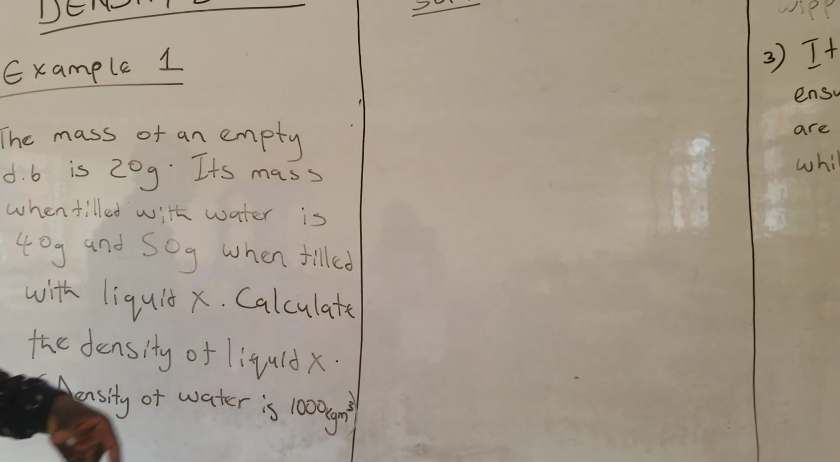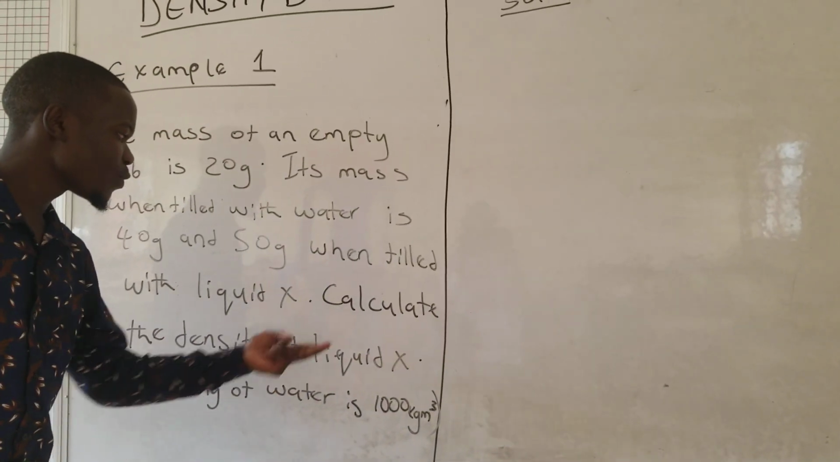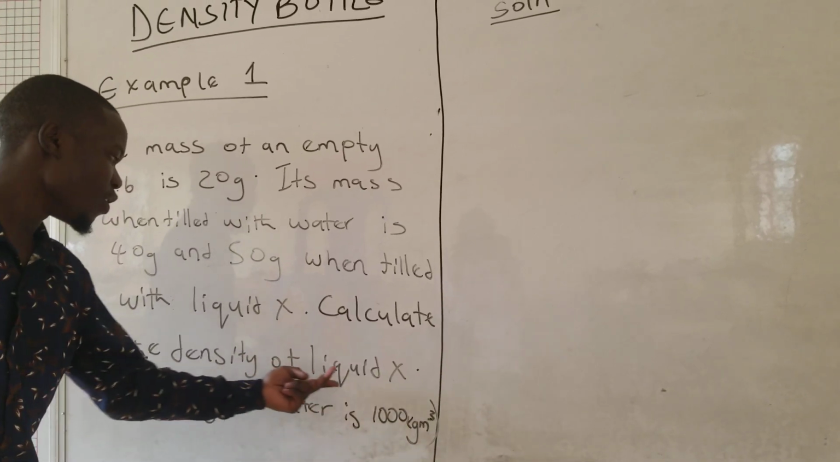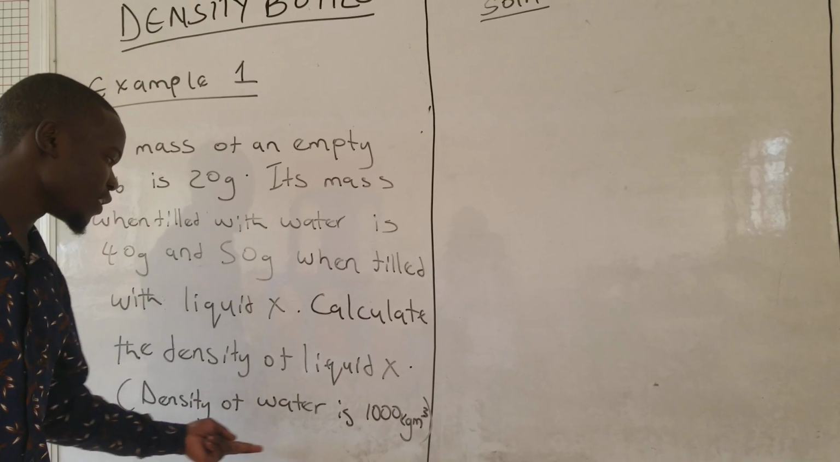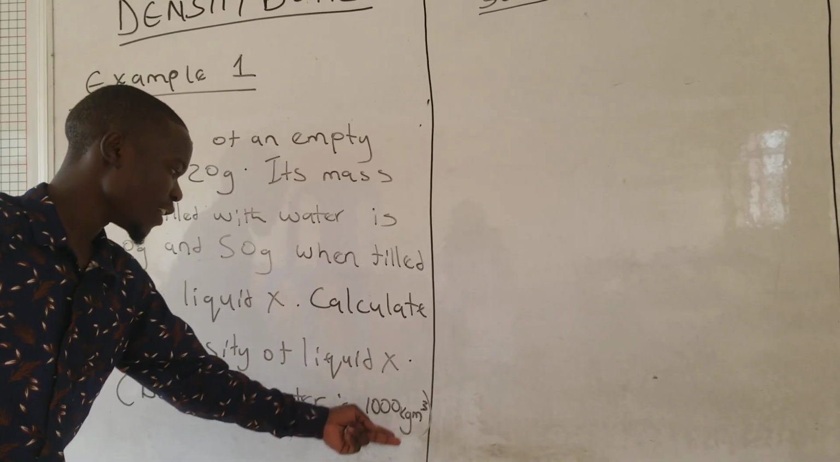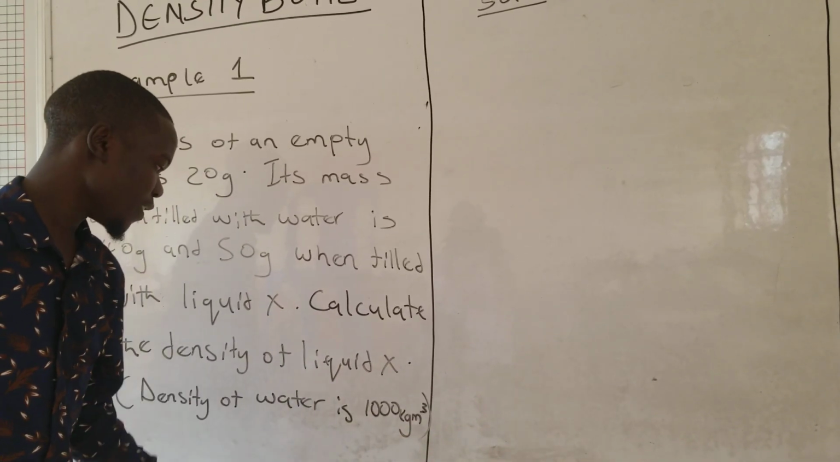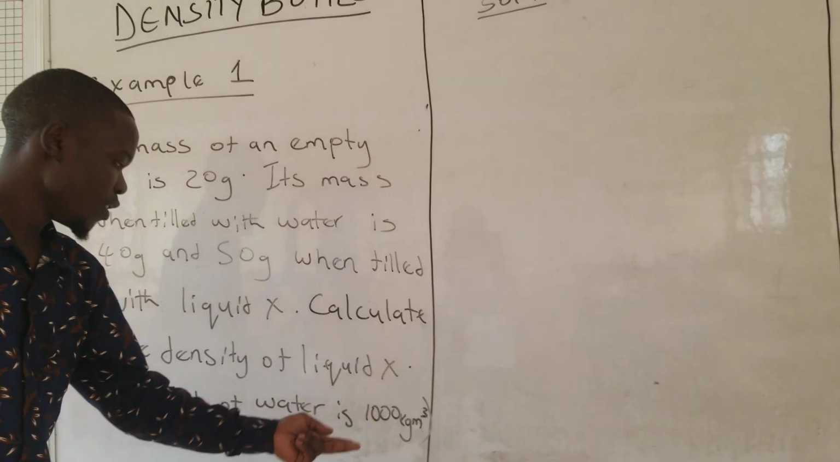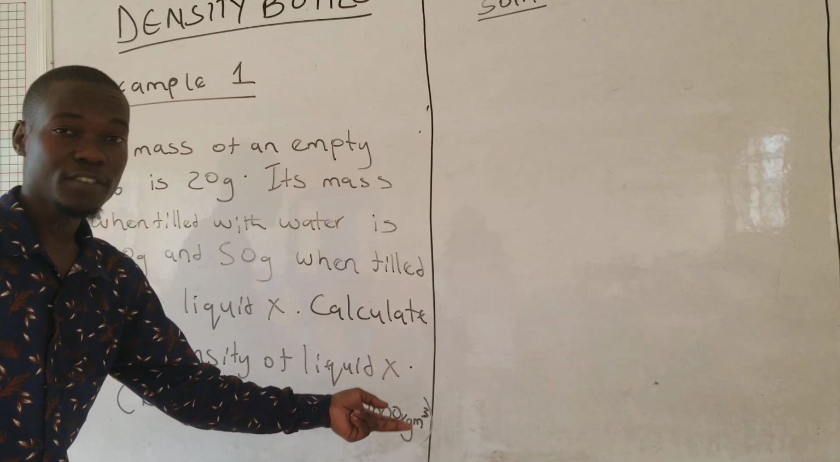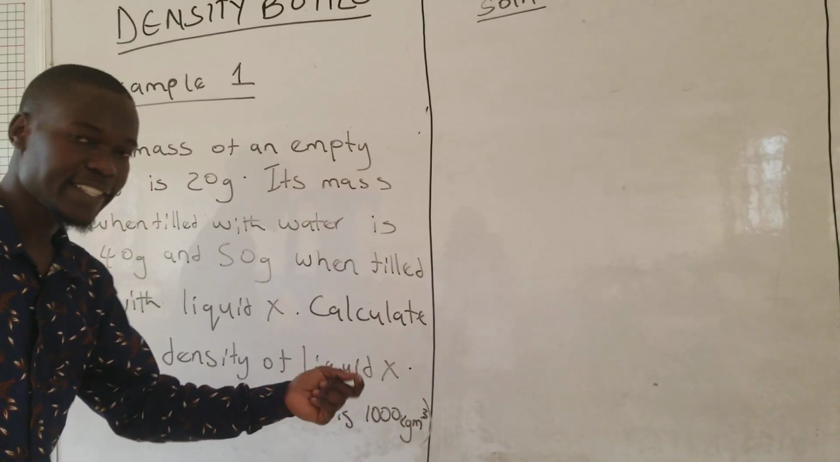So what is the question in the middle? The question is asking us to calculate the density of liquid X. And we are also given, in brackets, the density of water is 1000 kilograms per cubic meter. It's not a must that you are given the density of water, because it's always assumed that for densities of water, we have to know the density of water.